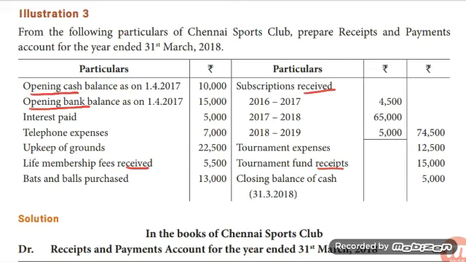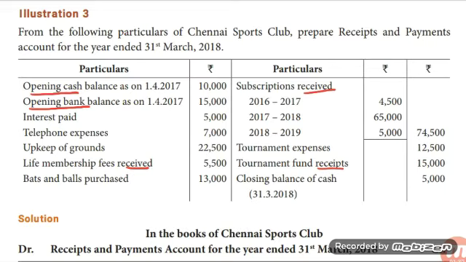First, draw the receipts and payments account. Write the title: In the books of Chennai Sports Club, receipts and payments account for the year ended 31st March 2018. Then show the abbreviation DR on the debit side, CR on the credit side.